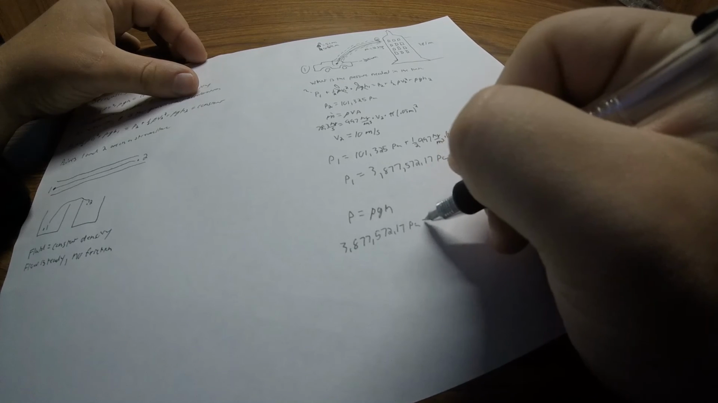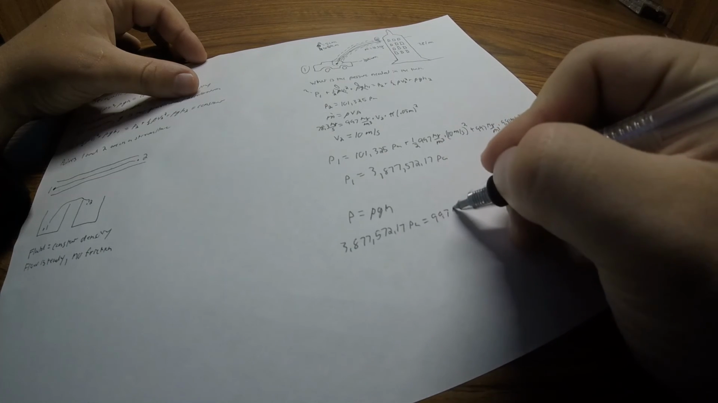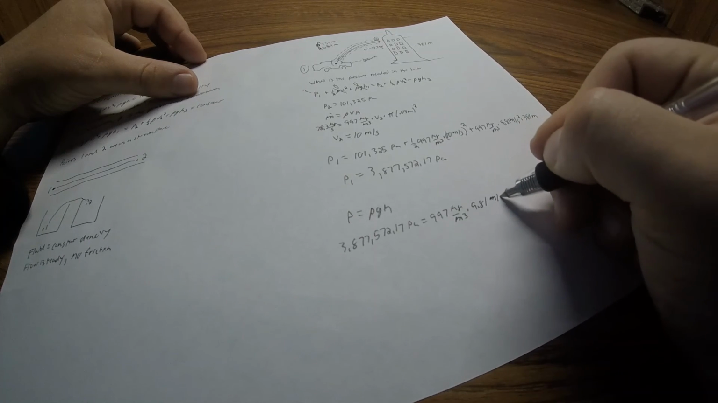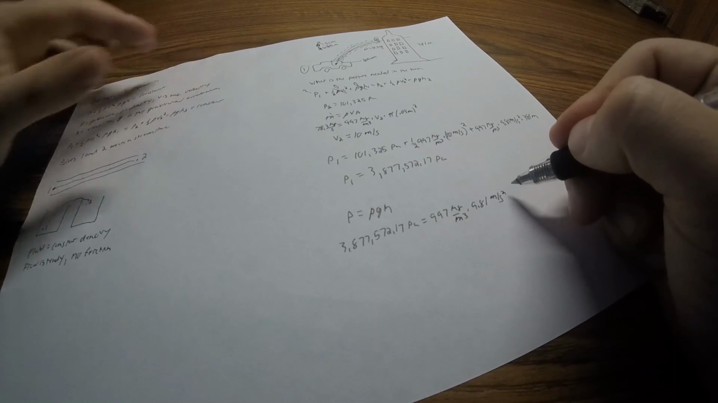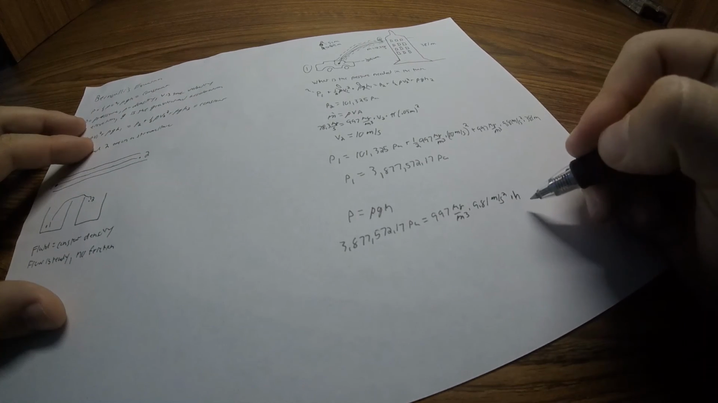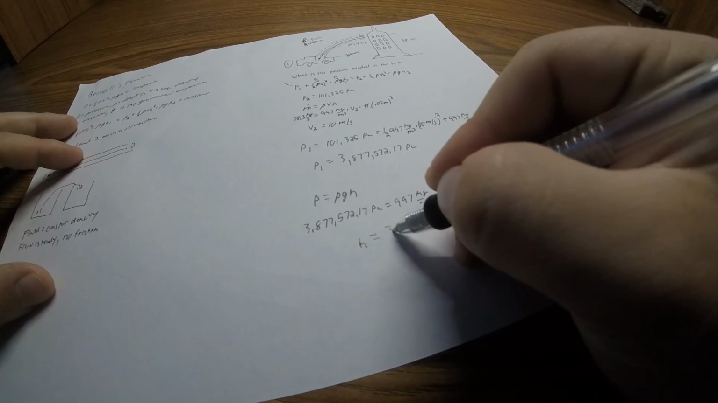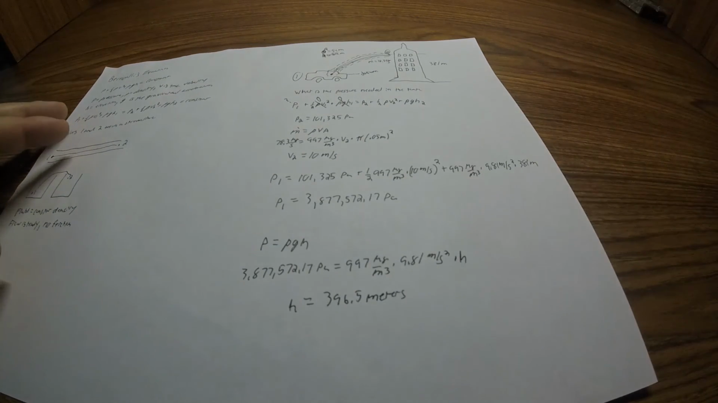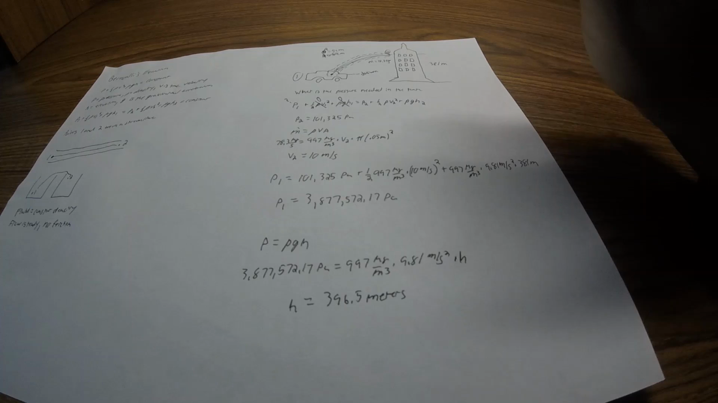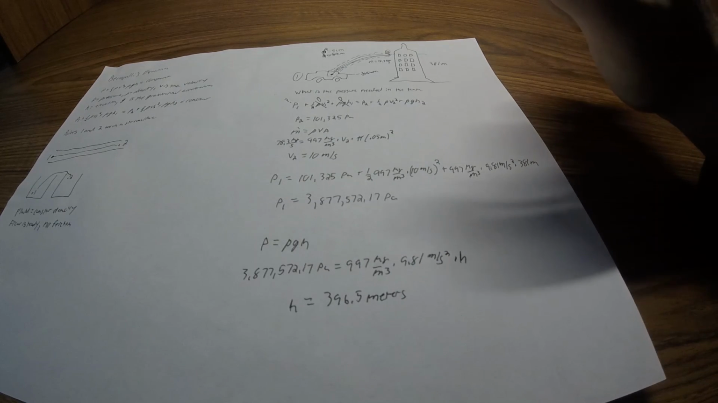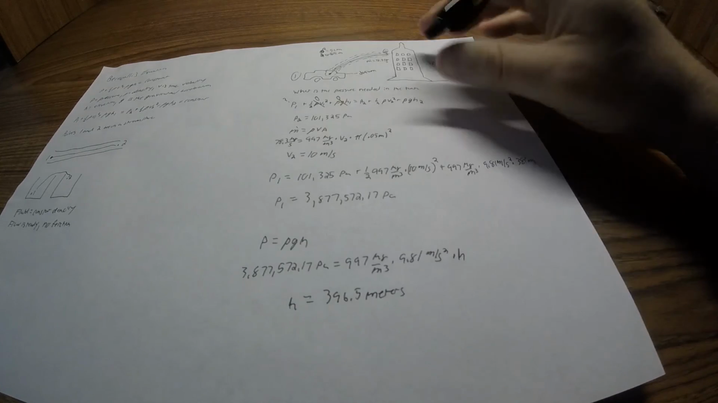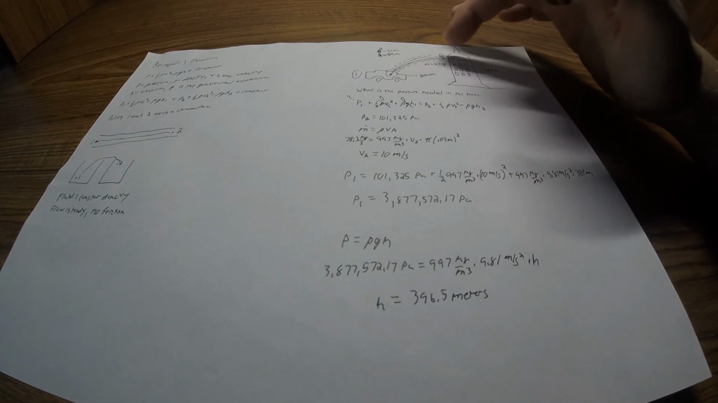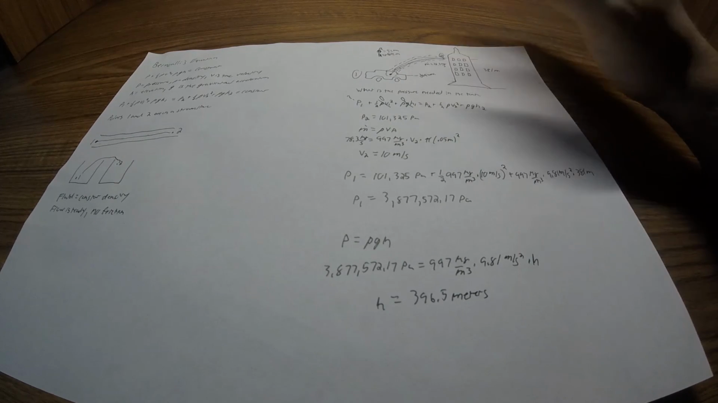3,877,572.17 pascals equals, and we'll say our density is 997 kilograms per meter cubed, times gravity, 9.81 meters per second squared, times our height, which is what we're trying to find, and that height would be about 396.5 meters below sea level, which is pretty deep. I don't know how deep that is in feet, but it kind of just shows how much pressure you would need. And that's because water is very heavy. So that's just a problem using Bernoulli's principle.